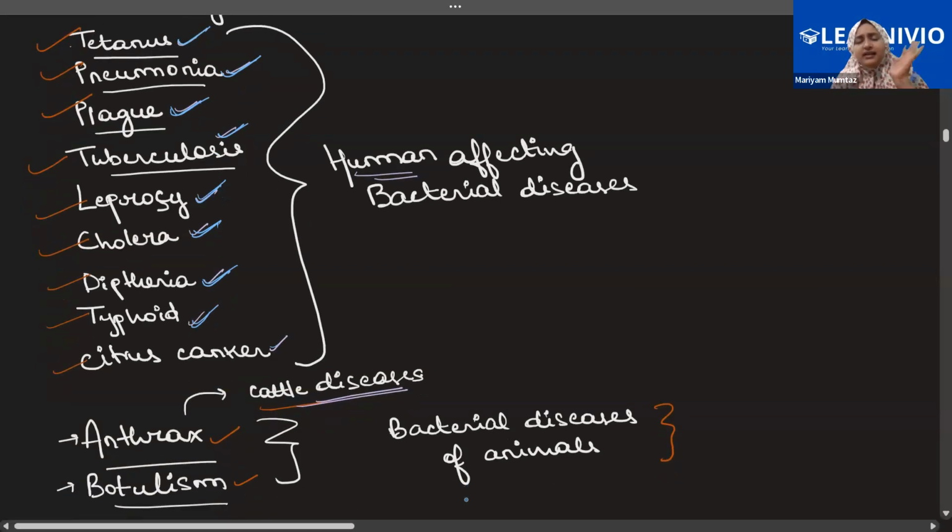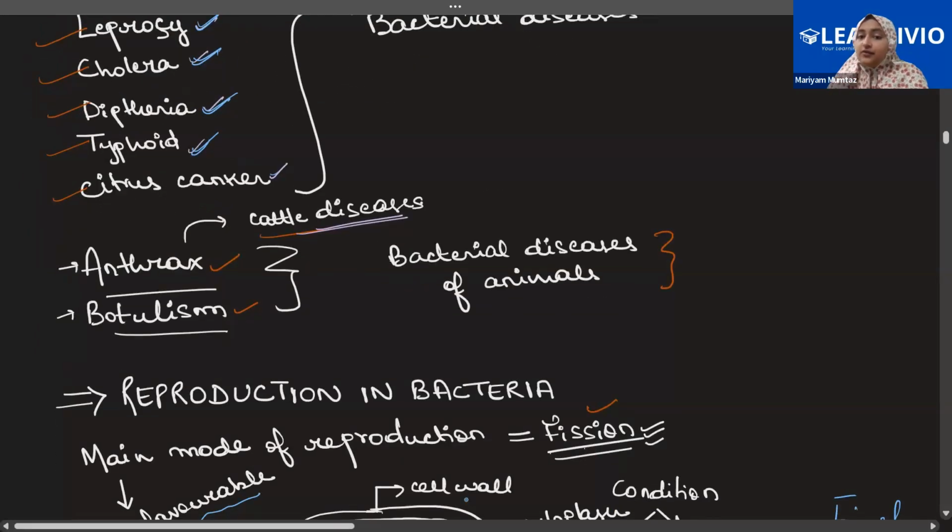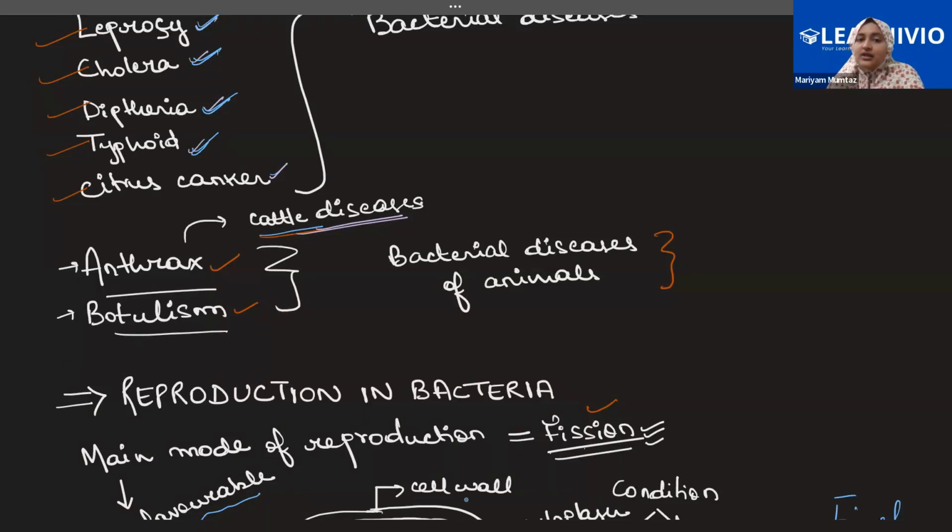Now, they have not left anything alone. We have cattle diseases also, meaning diseases of animals. Anthrax happens in cattle, such as cows and buffaloes. And then there is botulism, which happens in some other animals. Anthrax and botulism are bacterial diseases of animals. So apart from giving us whatever they can, they cause diseases also.